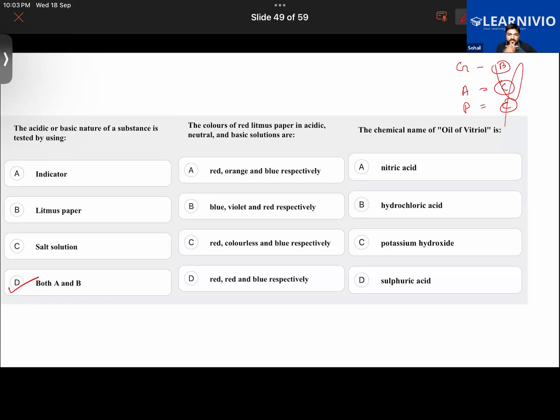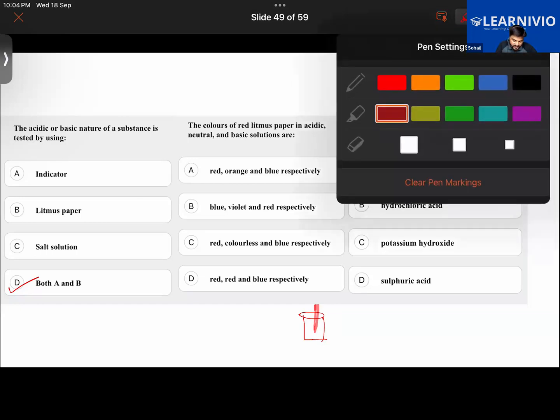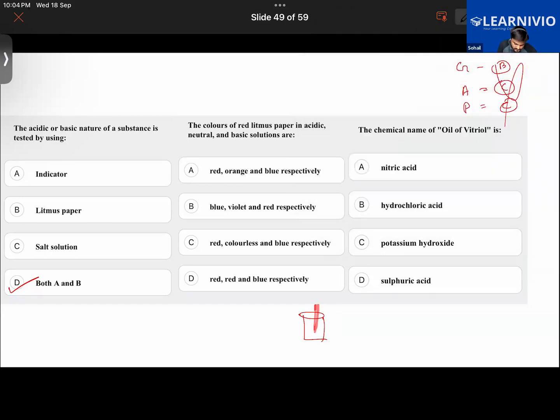See, the thing here is the color of the red litmus paper in acidic solution. So you have an acidic solution, in which I have dipped a red litmus paper. What we know is that acids convert the color of blue litmus paper to red. So red litmus paper is going to remain the same color. So the answer for the first one is red. The color of red litmus paper in acidic solution is not going to change. It will remain red. Clear to everyone? Yes, sir.